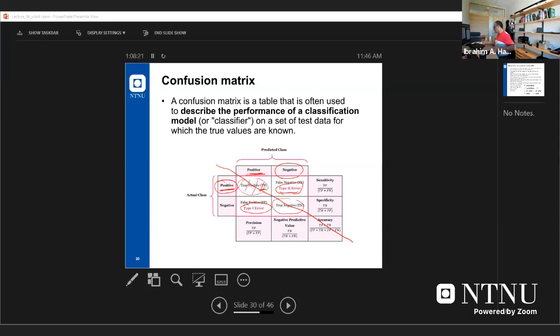The summation of true positive and false negative gives the total actual positive. We have the total positive, the total negative, and the total predicted positive, which has been classified as positive. We try to minimize type 1 error, try to minimize type 2 error, and try to maximize true positive cases and true negative cases.